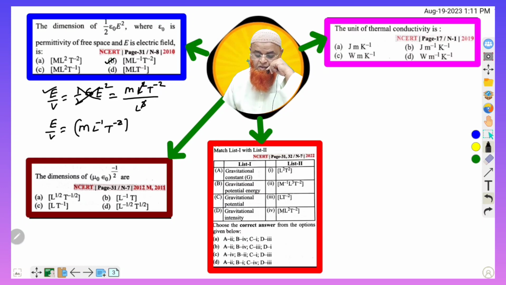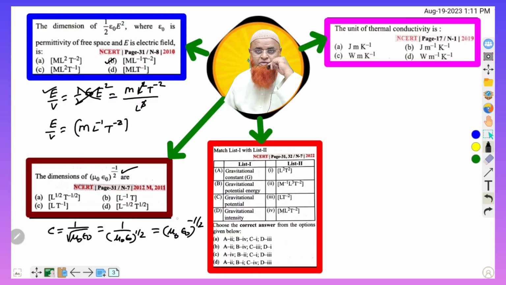Next here, what are the dimensions of mu naught epsilon naught whole power of 1 by 2? Actually, there is one formula in electromagnetic waves. The velocity of light is given by 1 by square root of mu naught epsilon naught. This is the formula actually. So we can write this as mu naught epsilon naught whole power of minus 1 by 2. So here this is the formula given in the problem.